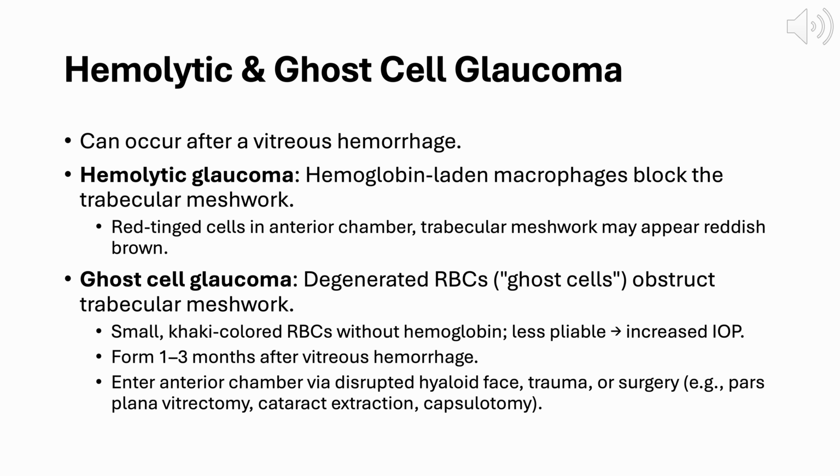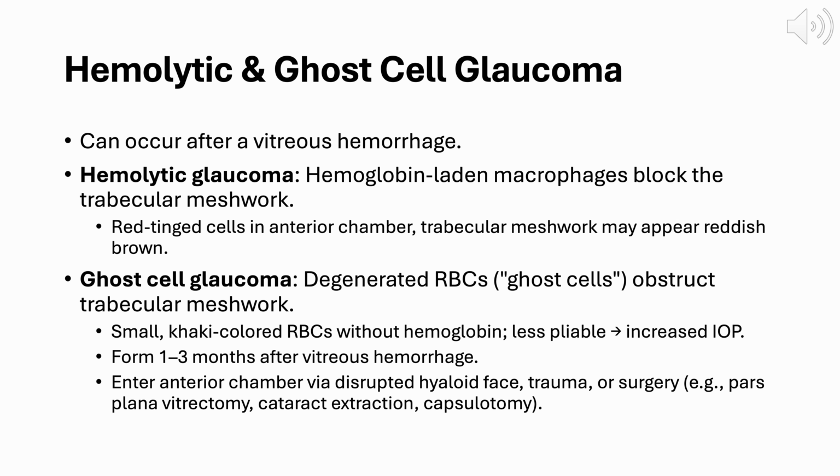Hemolytic glaucoma occurs when hemoglobin-laden macrophages block the trabecular meshwork. These red-tinged cells are visible in the anterior chamber, and the trabecular meshwork itself may appear reddish-brown. Ghost cell glaucoma results from degenerated red blood cells, referred to as ghost cells, that obstruct the trabecular meshwork. These cells are small, khaki-colored, lack hemoglobin, and are less pliable, which increases intraocular pressure.